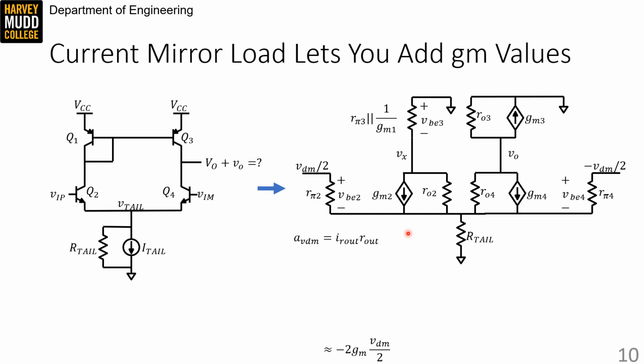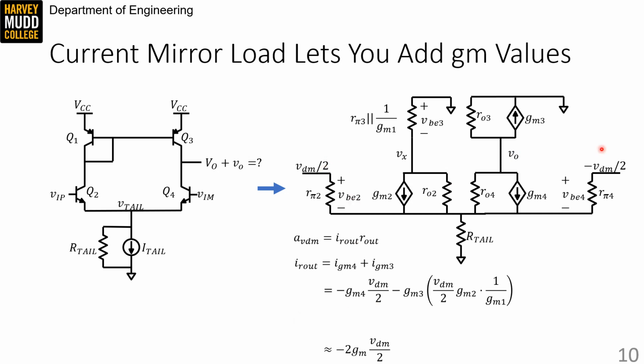We'll start by trying to find the current change into the VO node, this Rout. Writing KCL at the VO node, we see that the extra current that gets injected here that needs to worm its way to ground is primarily contributed by GM3 and GM4. Those two will add some current and then it has to run away.